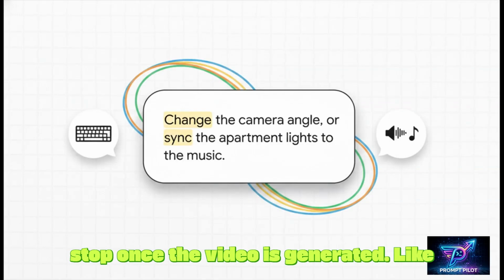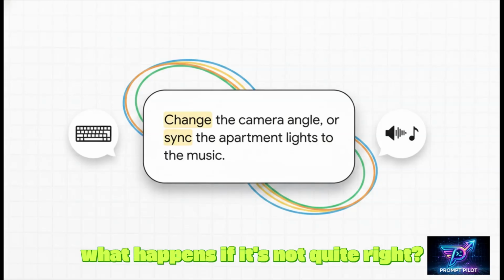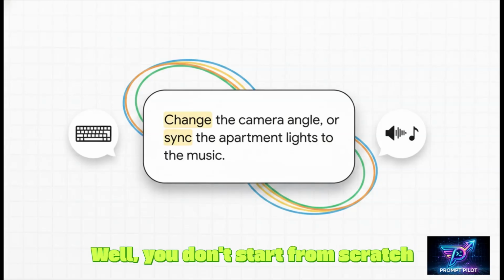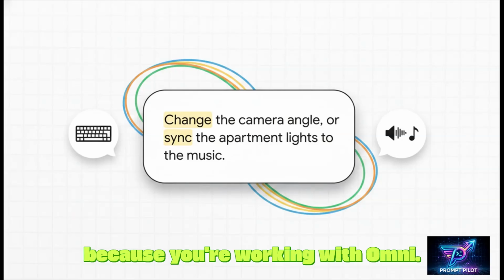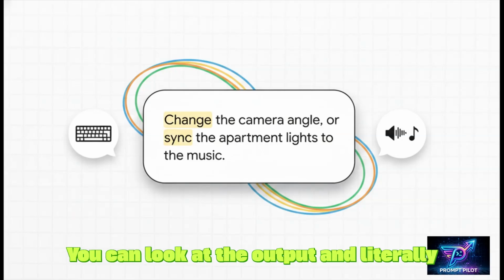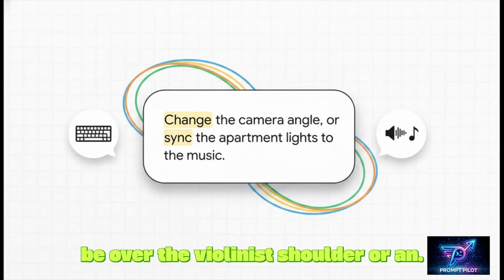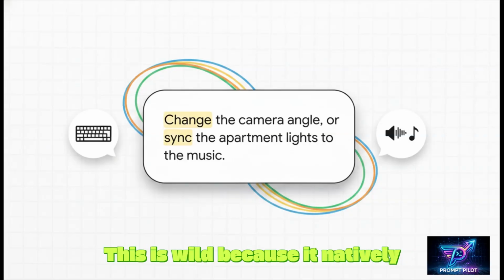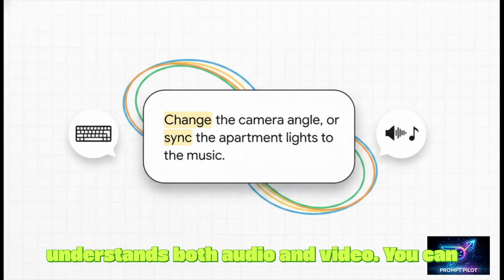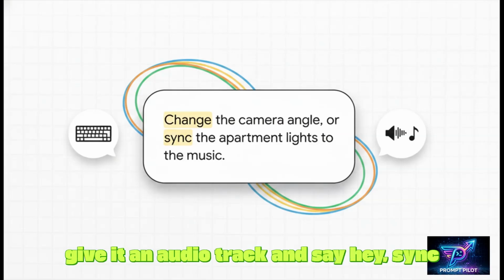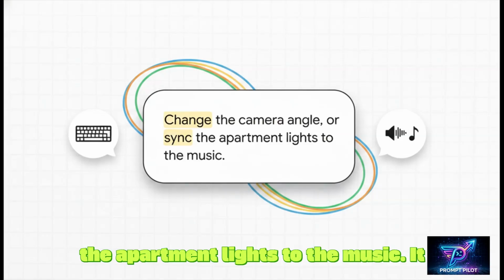But the magic really doesn't stop once the video is generated. Like, what happens if it's not quite right? Well, you don't start from scratch. Because you're working with Omni, prompting is an iterative conversation. You can look at the output and literally just tell it, change the camera angle to be over the violinist's shoulder. Or, and this is wild, because it natively understands both audio and video, you can give it an audio track and say, hey, sync the apartment lights to the music.